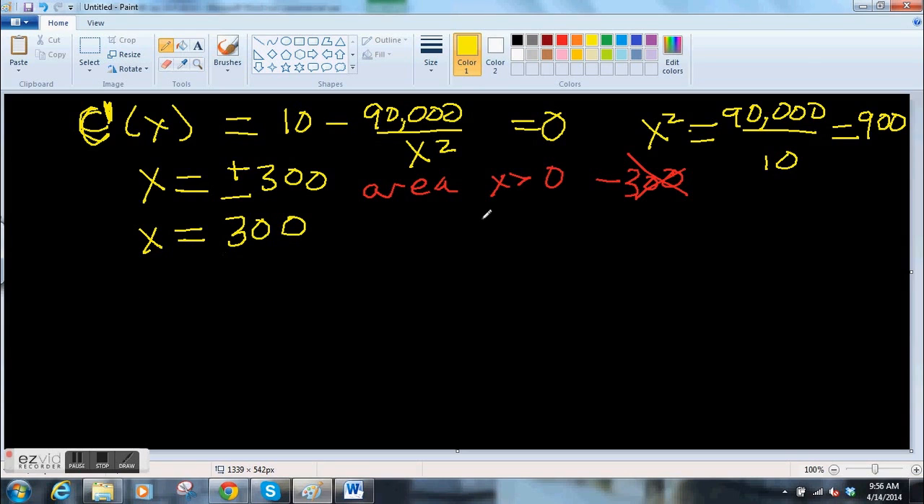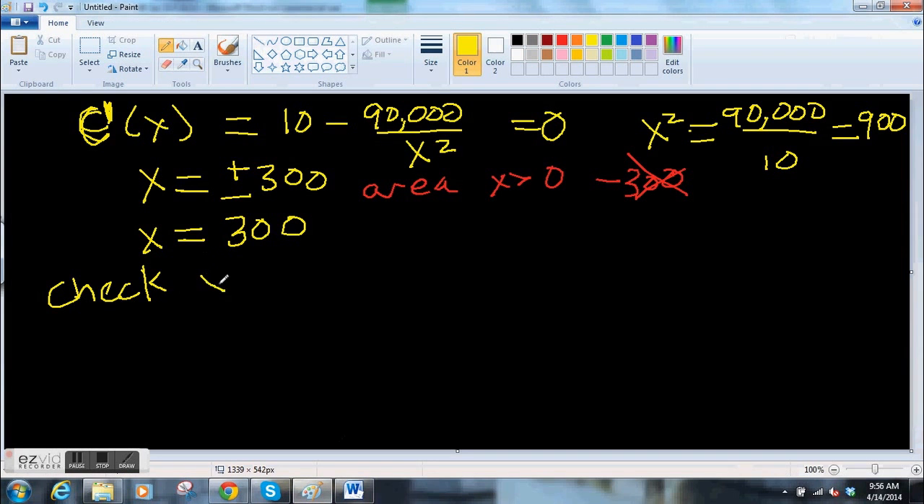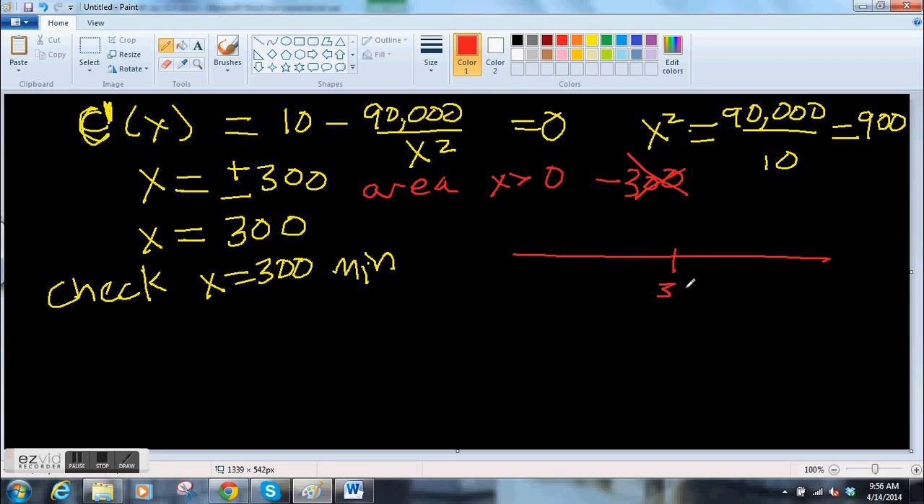But before you can run away with this and say, ta-da, x equals 300, I'm done, I'm out of here, you have to check to make sure that this is, do you want it to be a maximum or a minimum? Well, go back to the problem, in case you don't remember. We're trying to minimize the cost. So we want to make sure that x equals 300 is a minimum. And you can do this with your first derivative test, which is from section 10.1. You have 300 over here. And which values did I pick to check? I picked 200 and 400.